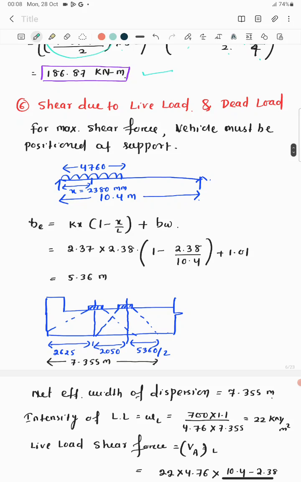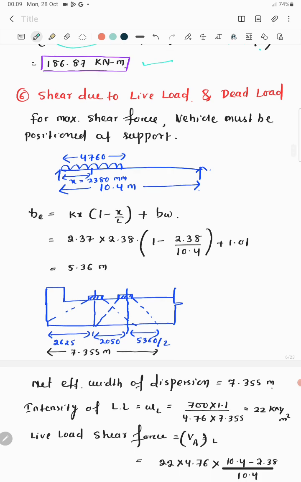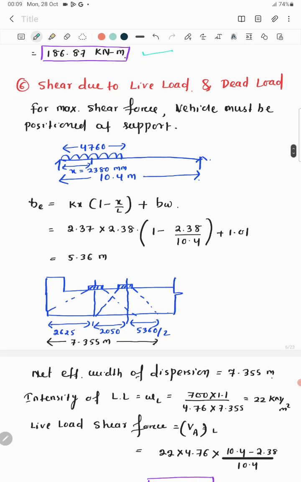Next is the calculation of shear force due to live load and dead load. To get the maximum shear force, we have to place the vehicles at the support. If you are placing the vehicle at the support, then again you have to find out the net effective width of dispersion.